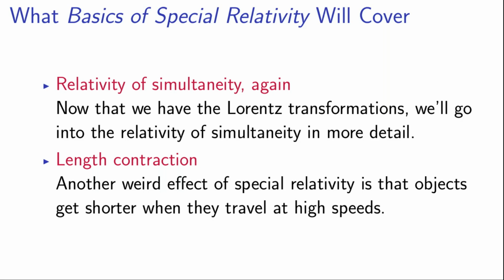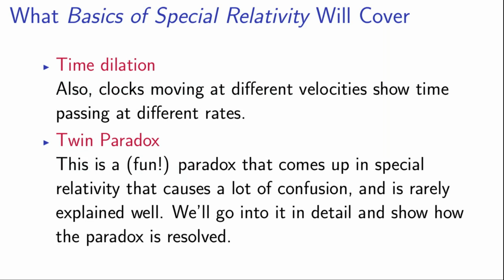Next, we'll look at length contraction. So another weird effect of special relativity is that objects get shorter when they travel at high speeds. After that, we'll look at time dilation. So another weird effect of special relativity is that clocks moving at different velocities show time passing at different rates.